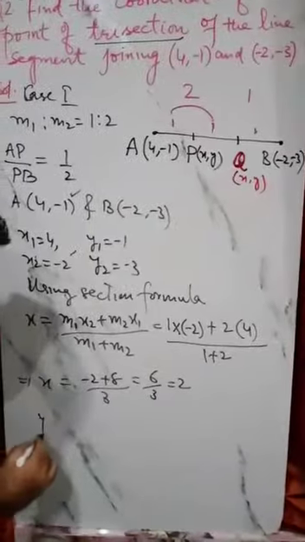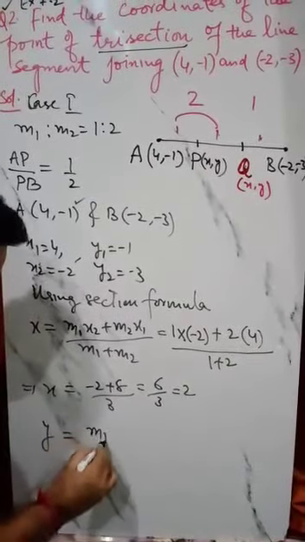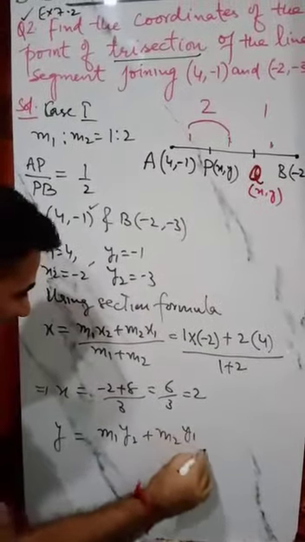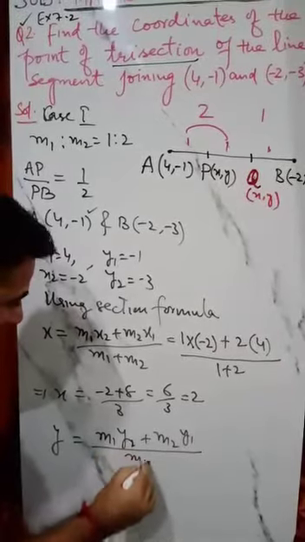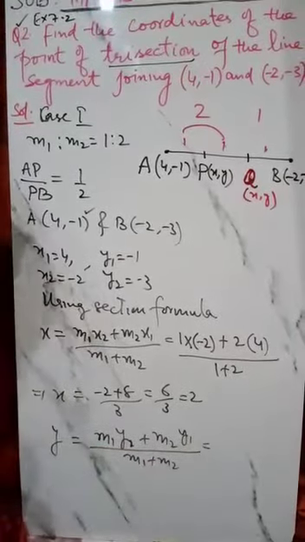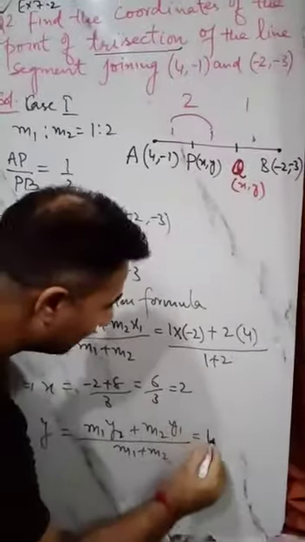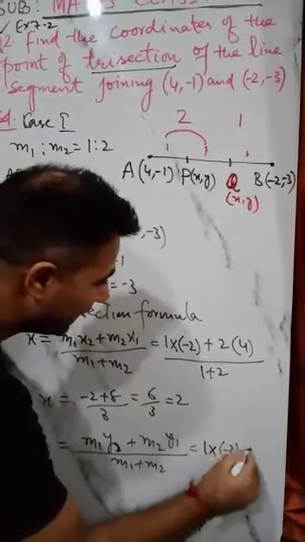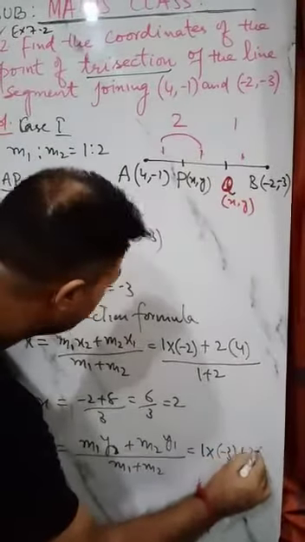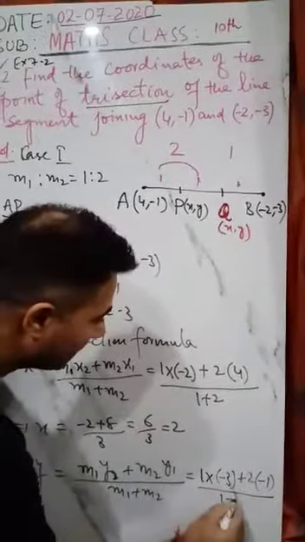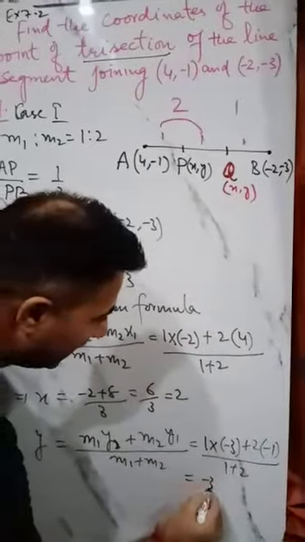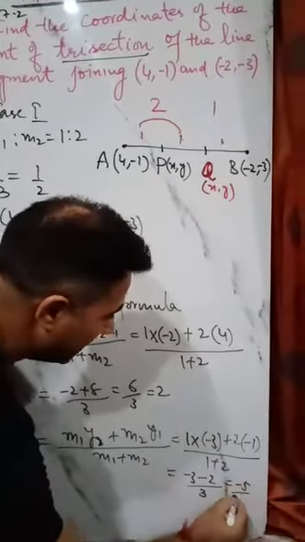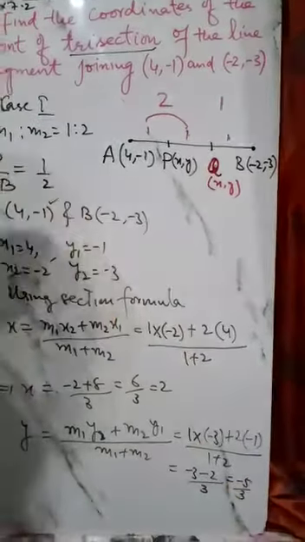Now let us find the value of y. Again the section formula says, replacing x2 by y2 and x1 by y1, with m1 plus m2 in the denominator. Let us put the values: m1 is 1 into y2, which is -3, plus 2 into -1, upon 1 plus 2. So that will become (-3 -2) upon 3, that is -5 upon 3. So y is -5 upon 3.